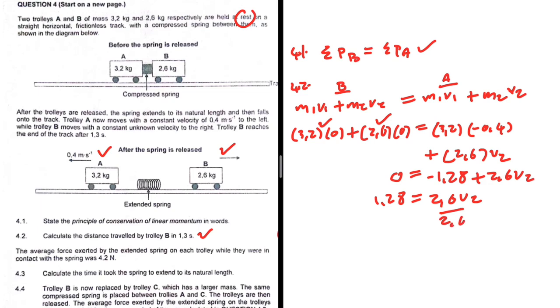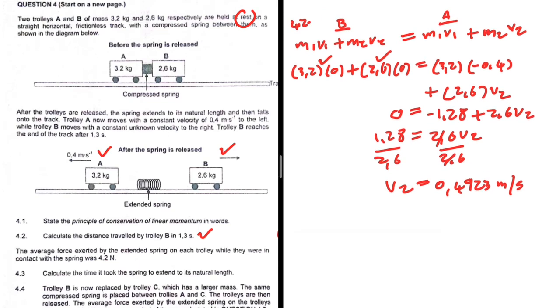V2, divide both sides by 2.6. So V2 is equal to, what is 1.28 divided by 2.6? Is that the final answer? No, it's not the final answer. I cannot round off to 2 decimal places. I have to round off to 4. So this is 0.4923 meters per second. This is the final velocity of trolley B after the spring is released.